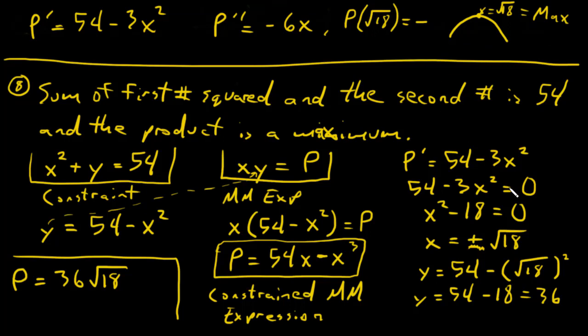So that's how you would do it. You just take your expression, take the derivative one more time, plug the value in and see if it's concave up or concave down. That'll tell you if you've got a min or a max. So check, check, homework done.